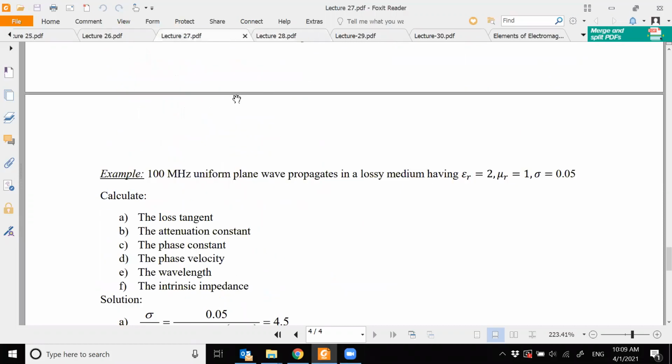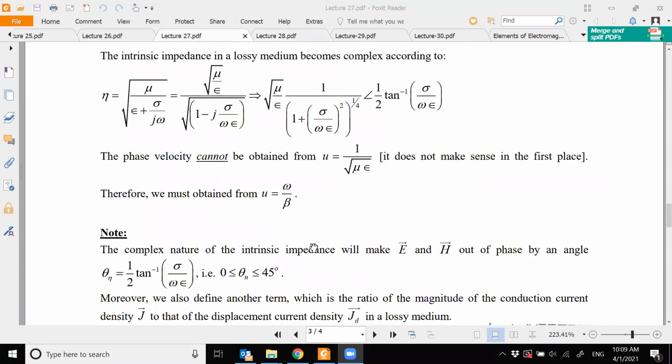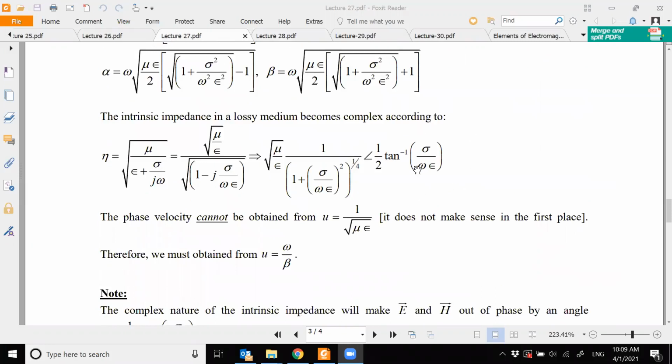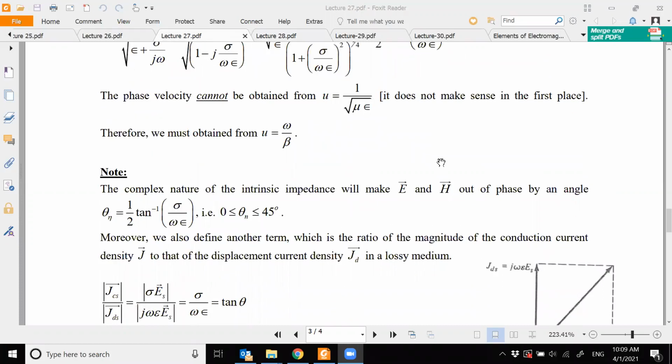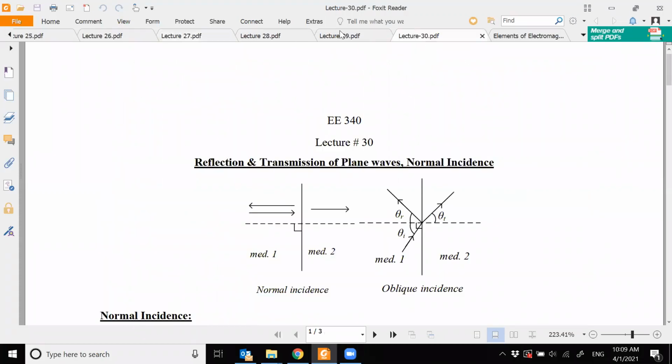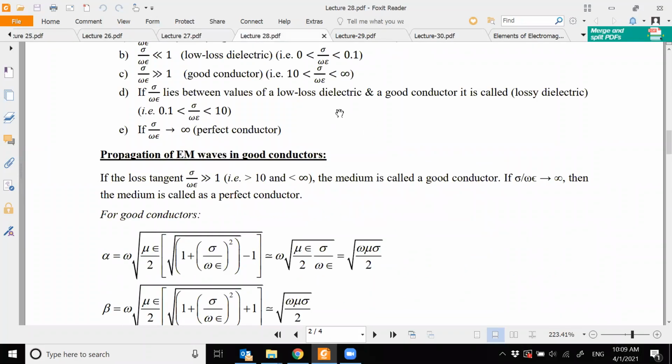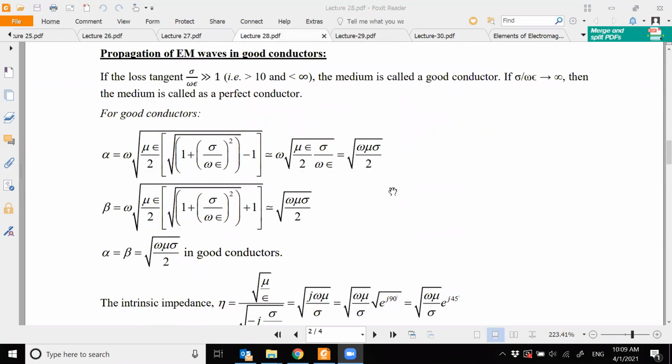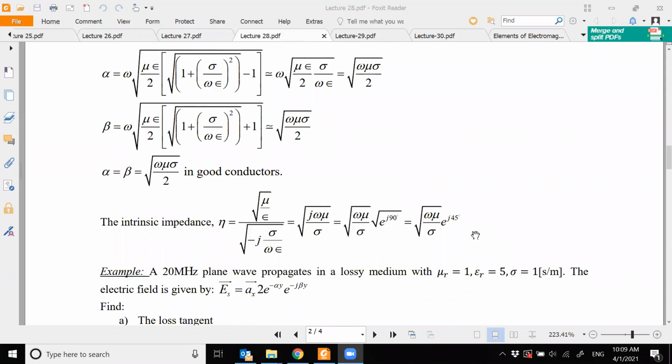If you remember in the last lecture, we saw the value sigma over omega epsilon, and this is related to the angle eta, which takes values between 0 and 45. Therefore, good conductors will give us almost the maximum value of the phase shift, which is 45 degrees.